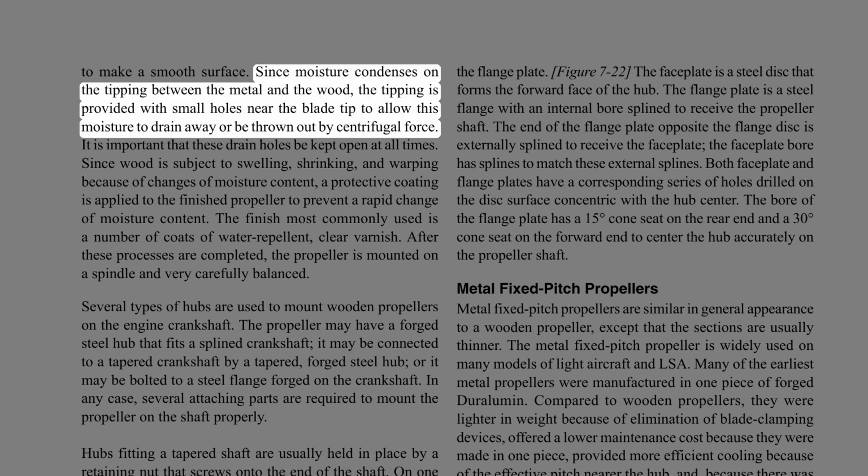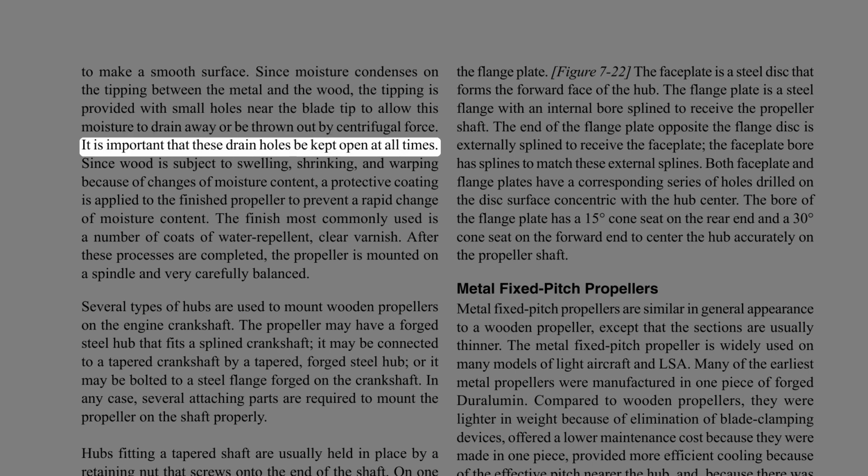Since moisture condenses on the tipping between the metal and the wood, the tipping is provided with small holes near the blade tip to allow this moisture to drain away or be thrown out by centrifugal force. It is important that these drain holes be kept open at all times.